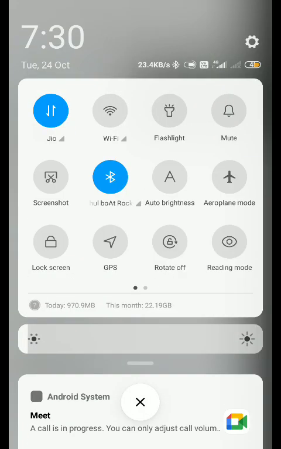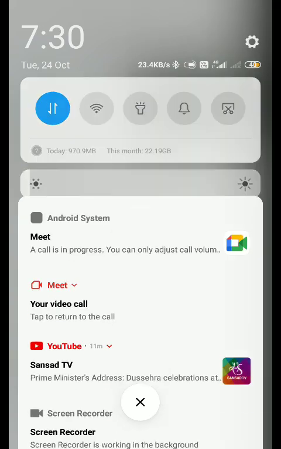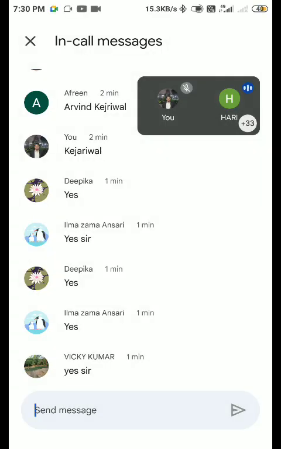Article 72, pardoning power. Very important. Important case law, K.R. Singh versus Union of India. This is the Indira Gandhi assassination case. Everybody hearing?